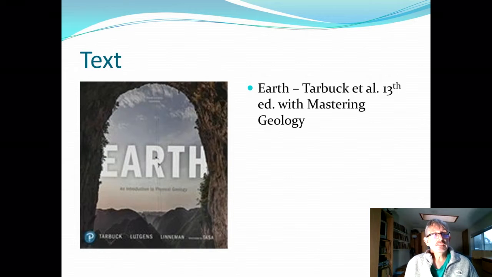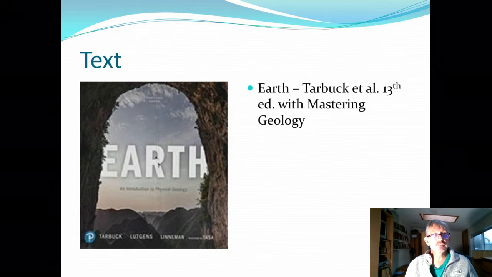So in this class, you'll need a textbook. It's called Earth, An Introduction to Physical Geology, and we'll be using the 13th edition. An ebook is fine, and you will also need to get access to Mastering Geology. You will have homework and other assignments that use that online system. You can get a free 14-day trial, but it's required in the long term. That being said, you can get online access to Mastering, and it comes with the e-textbook, so you don't need to buy the big honking text.